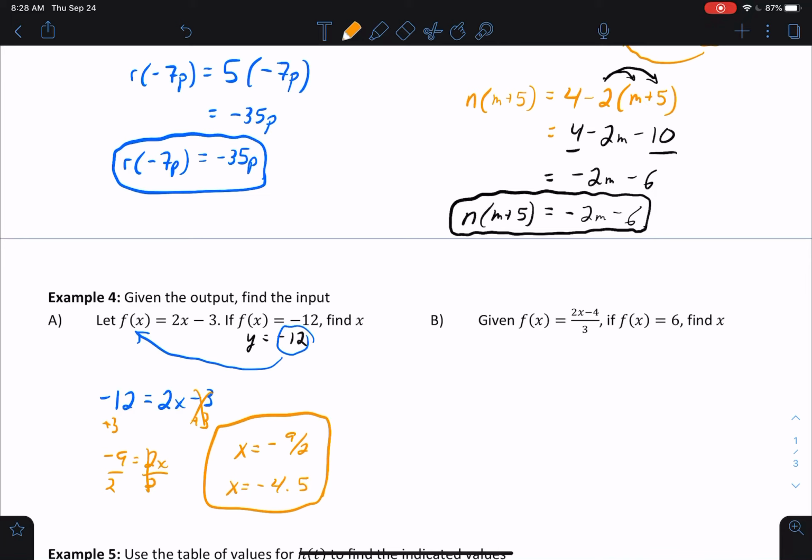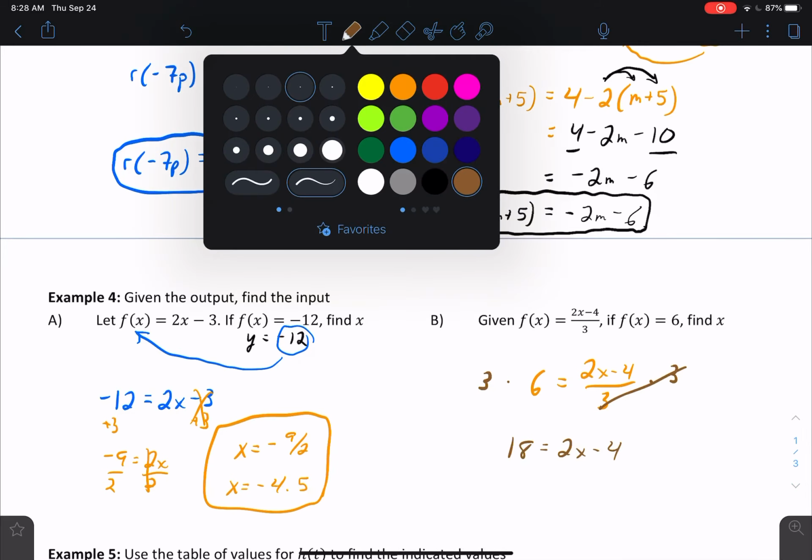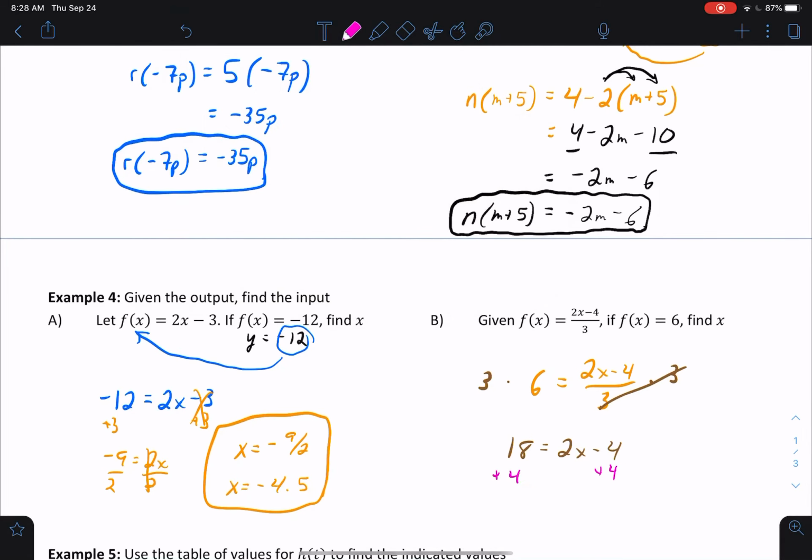Like in B, given f of x is equal to 2x minus 4 all over 3, if f of x equals 6, find x. So I'm going to take that 6, plug it in for f of x, keep everything else the same, and now I just need to solve this equation. So I'm going to multiply both sides by 3. So I'll get 18 equals 2x minus 4. Add 4 to both sides. We get 22 equals 2x. Divide both sides by 2. We'll get x to equal 11.